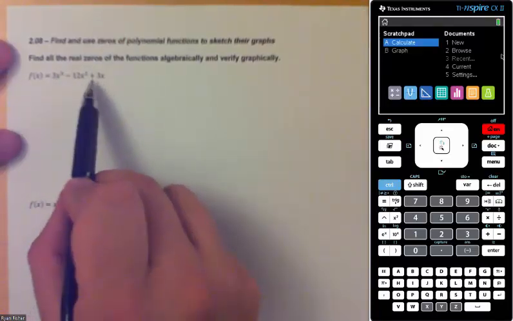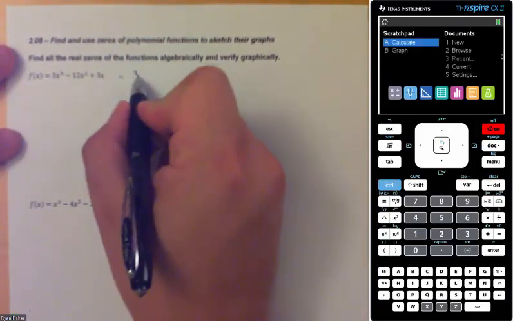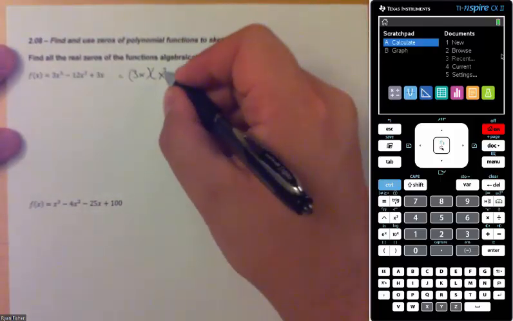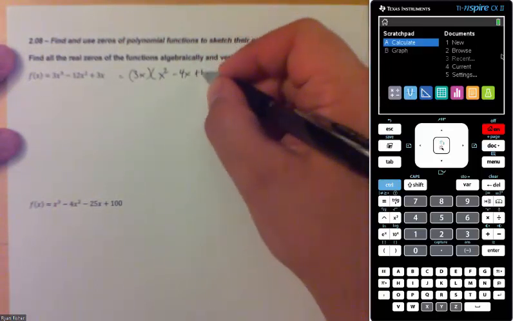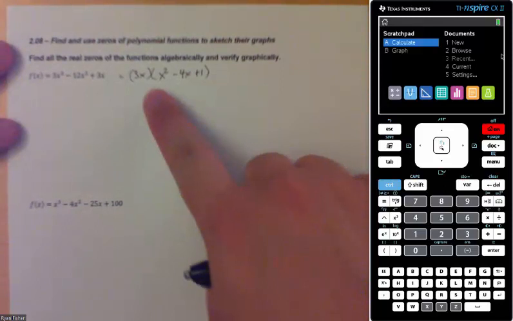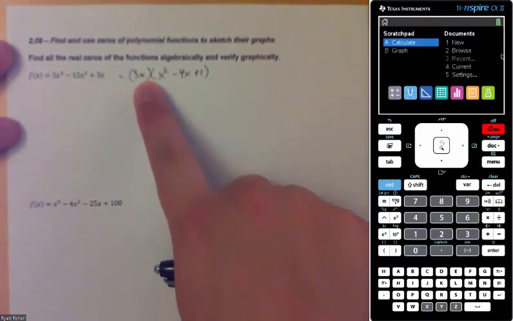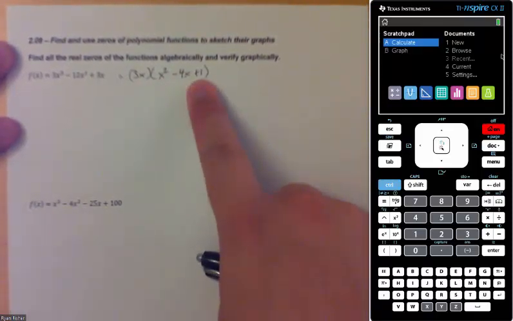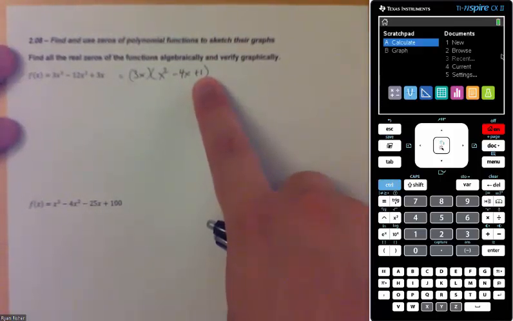I see stuff in common. I see 3's and x's in common. I think this is like 3x. Then when I factor out 3x, I'm left with x squared minus 4x plus 1. So right away I know one of the zeros is 0. There are 2 more though, because this quadratic we can do more with. We definitely can't factor this anymore.